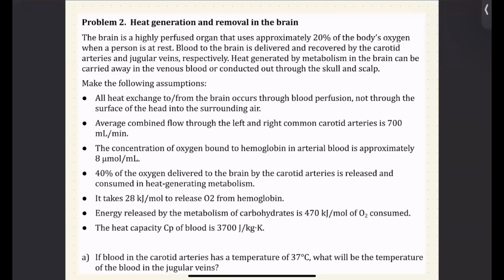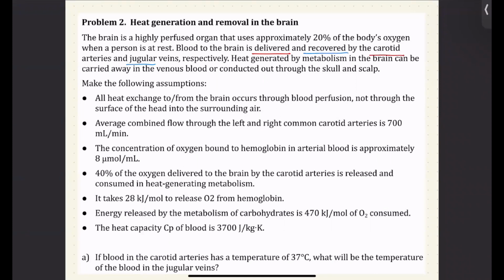All right, everyone, let's get started with homework question 2. This is about heat generation and removal in the brain. So the brain uses approximately 20% of the body's oxygen when a person is at rest. Blood to the brain is delivered and recovered by the carotid arteries and jugular veins, respectively. So it's delivered by carotid and recovered by jugular.